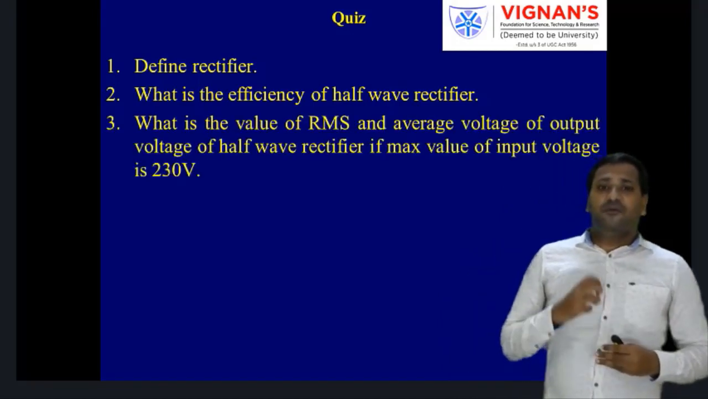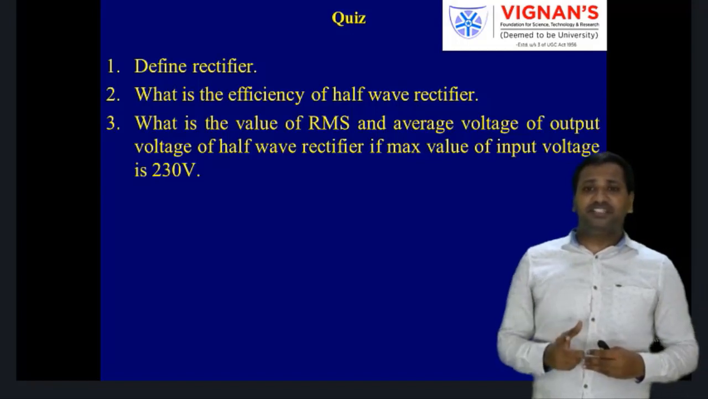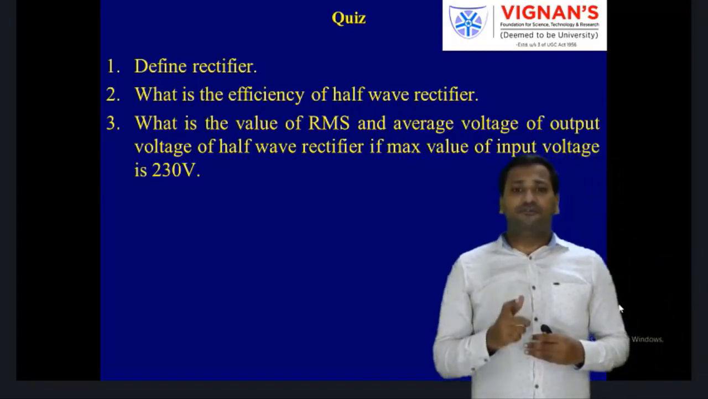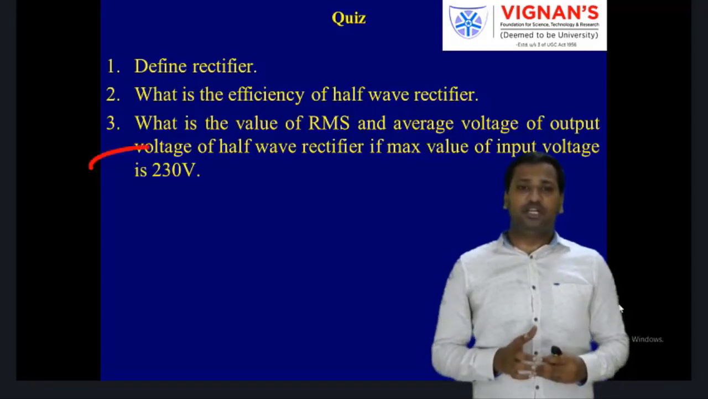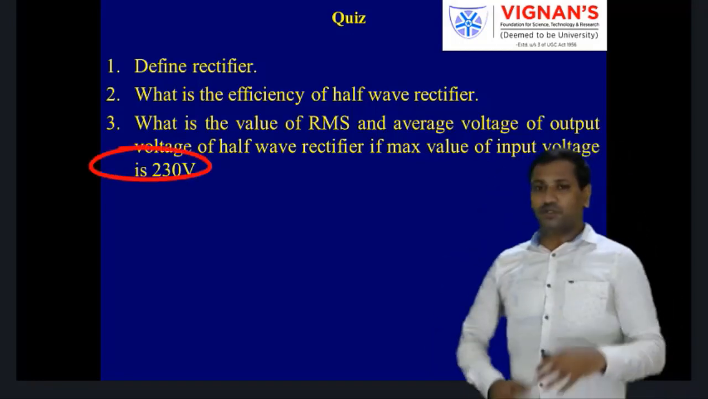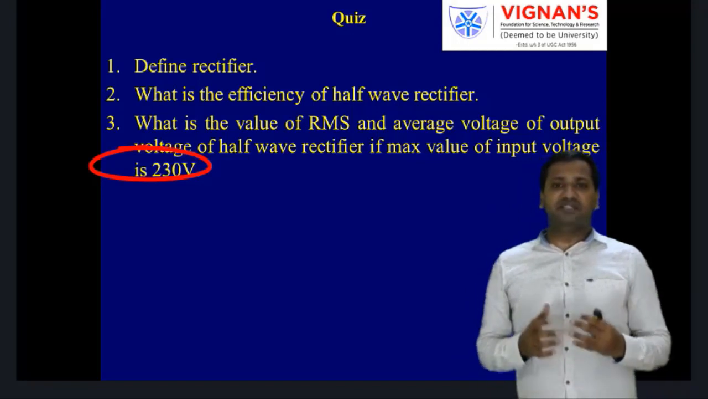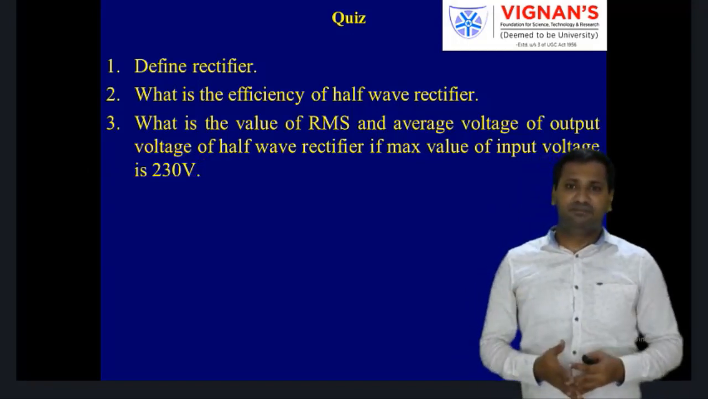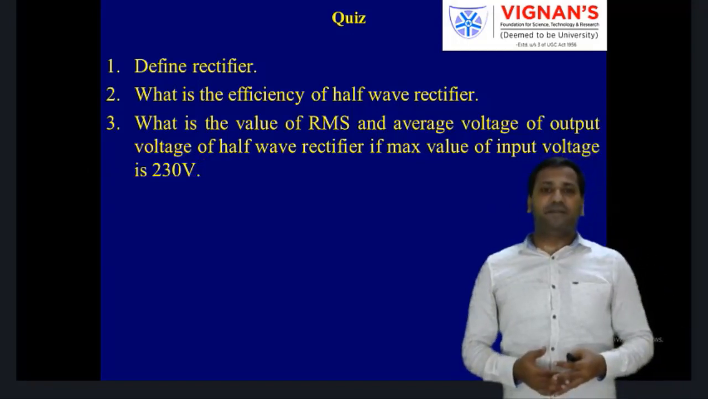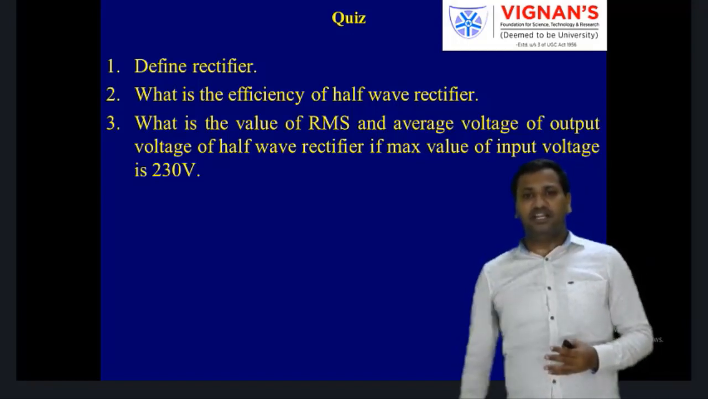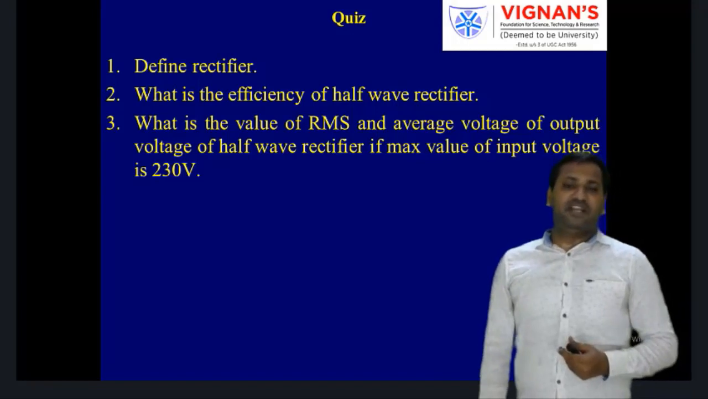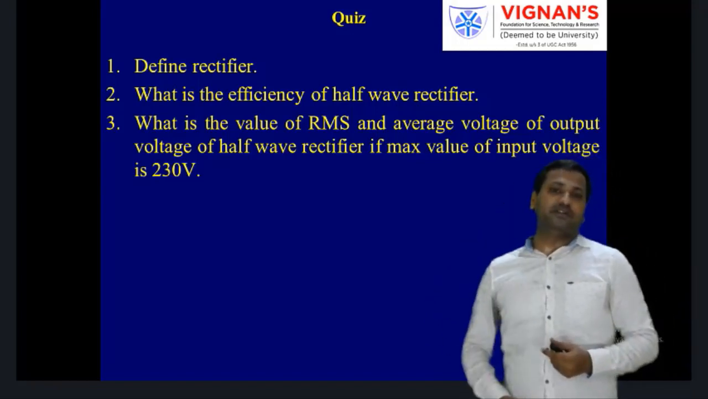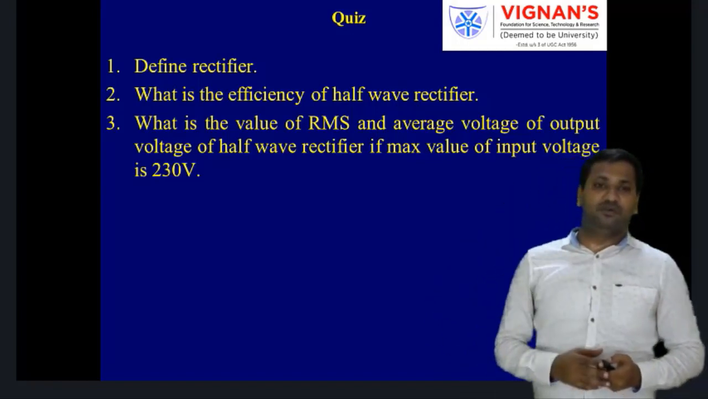Next one, finding the RMS and average values of a half wave rectifier which has a maximum input voltage of 230 volts. You already know the relations for the RMS and average values of a half wave rectified waveform. By using those relations, Vm by pi and Vm by 2, you can find the RMS and average values for this given 230 volts maximum voltage of the half wave rectifier, so you can go through the solution of this problem, which is also easy.